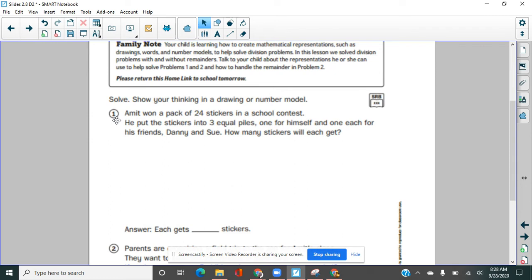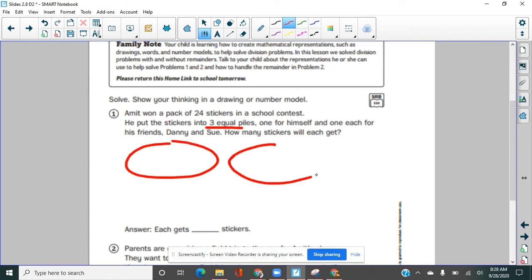All right. And what is he doing with his 24 stickers? What is he doing? He is splitting them into groups, isn't he? Right? He's splitting them into groups and he's splitting them into three equal piles. So I'm going to go ahead and draw his three equal piles. One, two, three. Okay. So now let's put some in each pile.